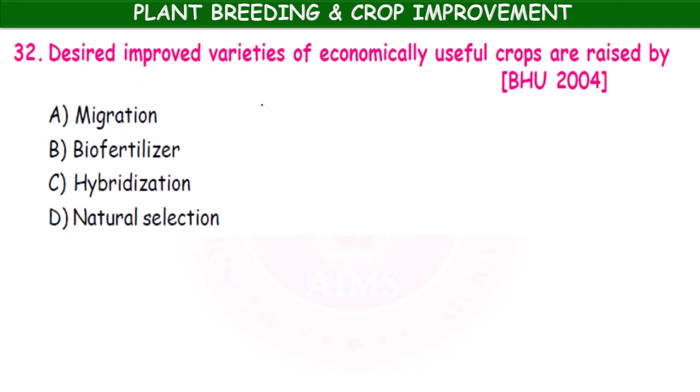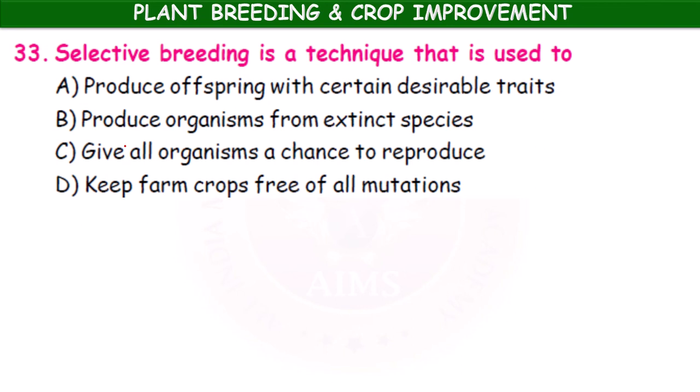Desired improved varieties of economically useful crops can be raised by migration, biofertilizer, hybridization, or natural selection. Which one? It is hybridization.